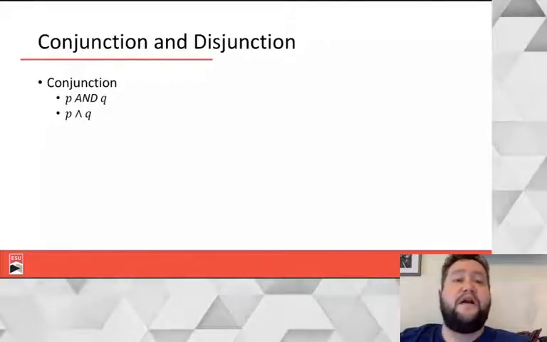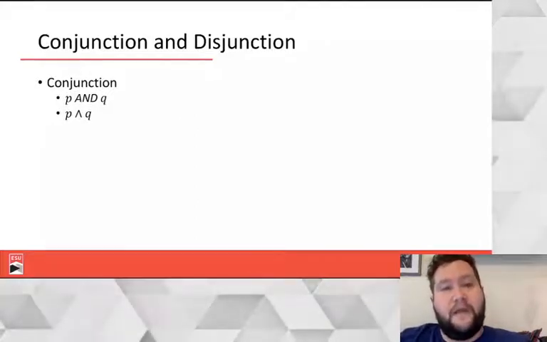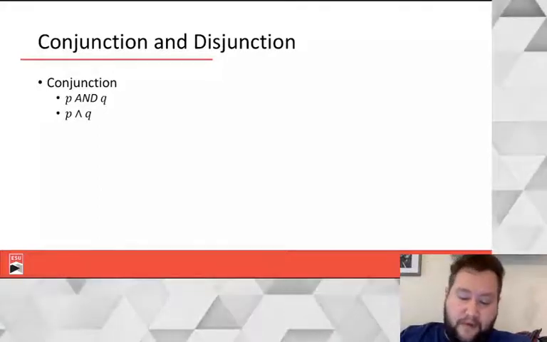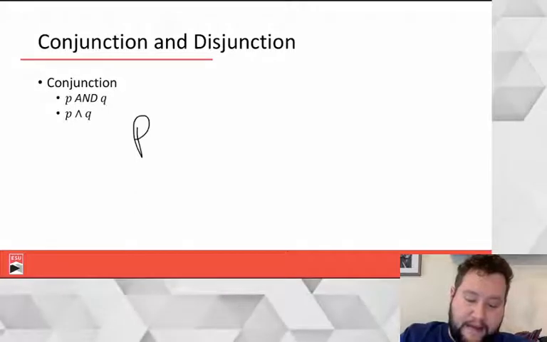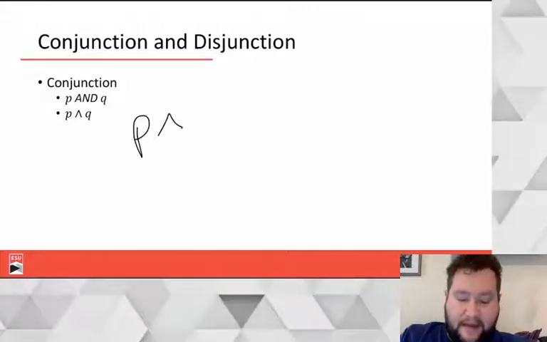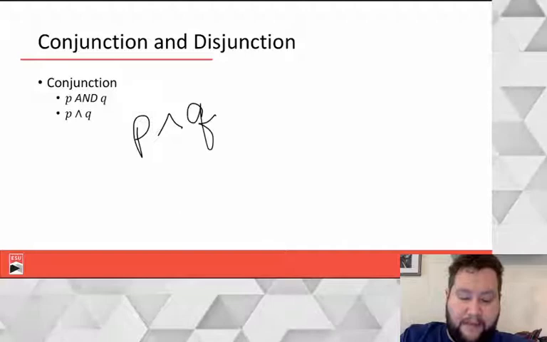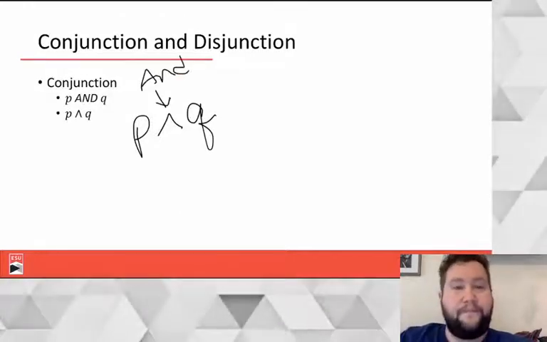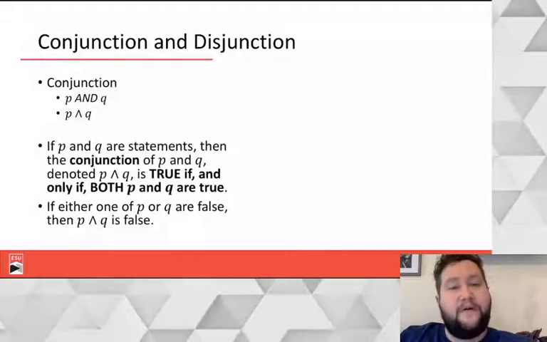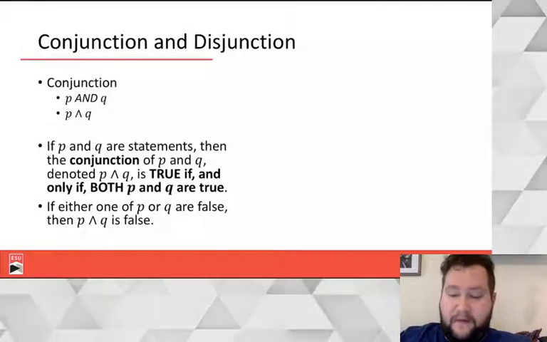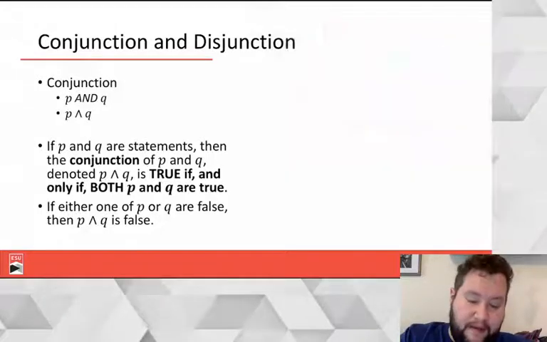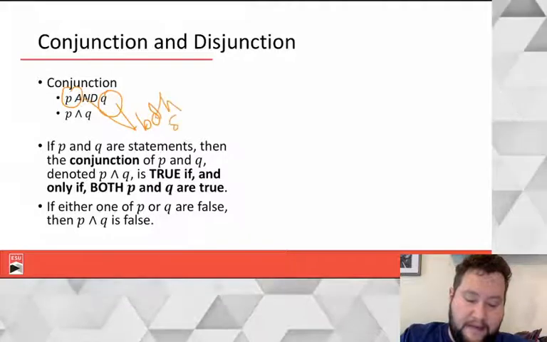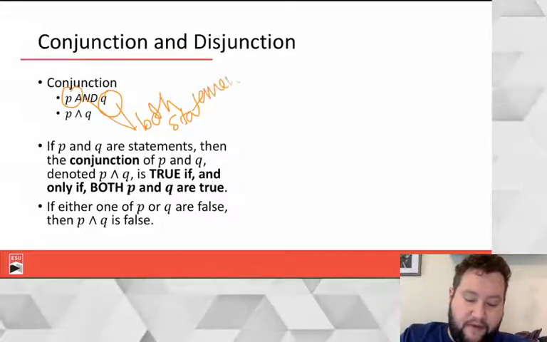And so that gives us our conjunction. Conjunction is and. P and Q, which we write as P, then this little hat, the caret, Q. We read that as P and Q. If P and Q are two statements, notice that we don't have just one anymore, so P and Q are both statements, meaning they're either true or false.